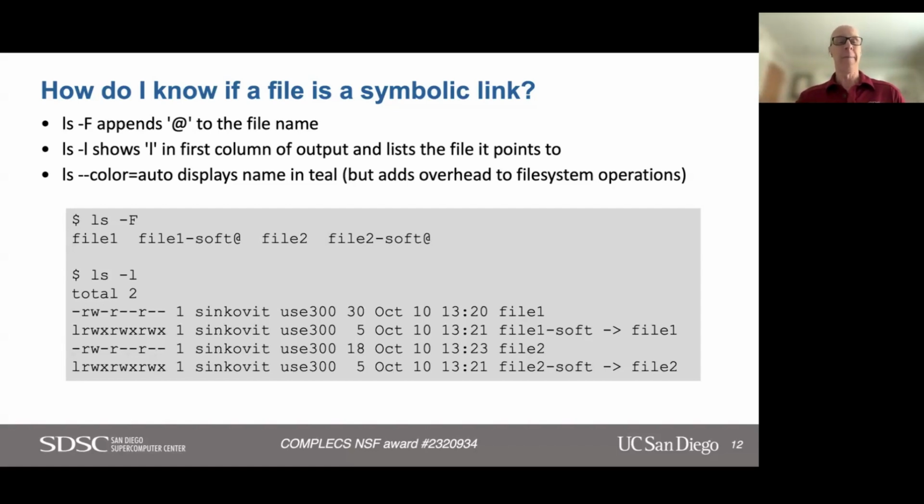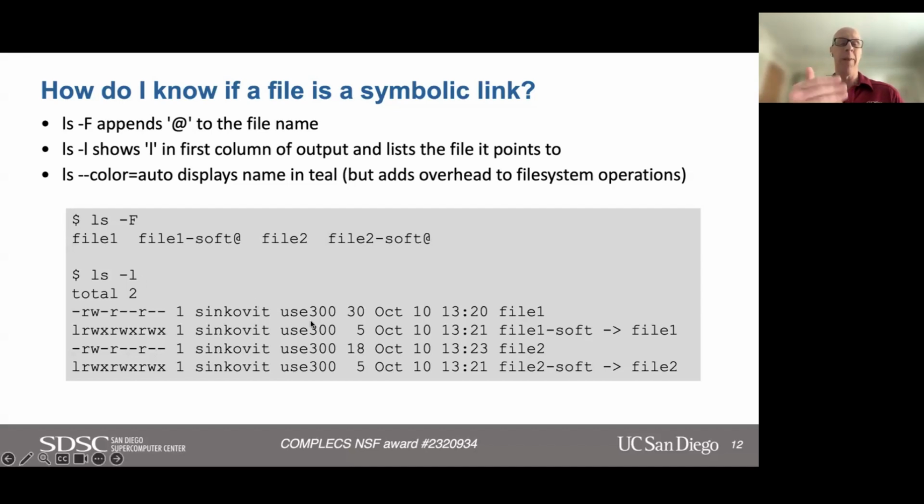And there's a third option. And I know that one of our sysadmins who's in attendance is probably going to groan that I even included this, and I'll tell you why not to do this. If I do an ls --color=auto, that's going to display the name in teal. But what this does is add overhead to the file system operations, and this is going to be especially critical if we are looking at the contents of directories containing large numbers of files in one of the Lustre parallel file systems. So I'm going to encourage you to just use these first two techniques.